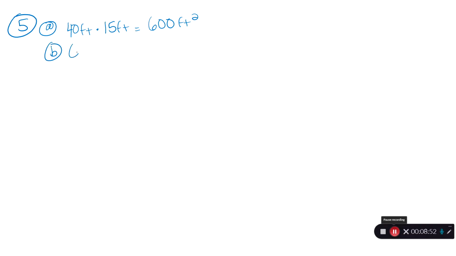Then we're going to find volume. So we're going to take that area, is what I was thinking in my head, and multiply it by height. Or you could do 40 times 15 times 9. So let's multiply those, and we get 5,400 cubic feet. So whether you did 40 times 15 times 9, or you took that 600 we already had times 9, this is what we've got.